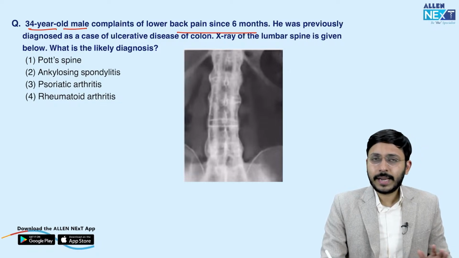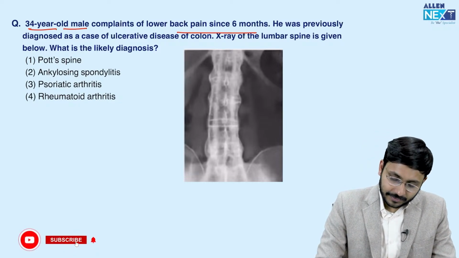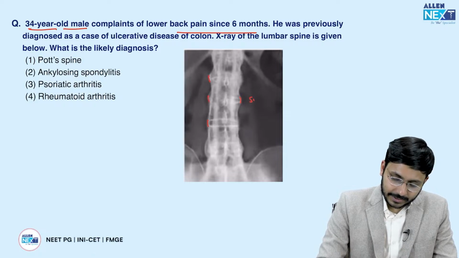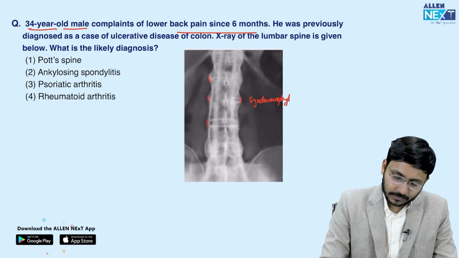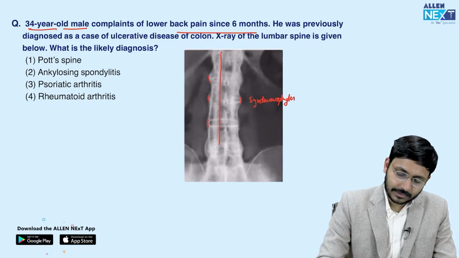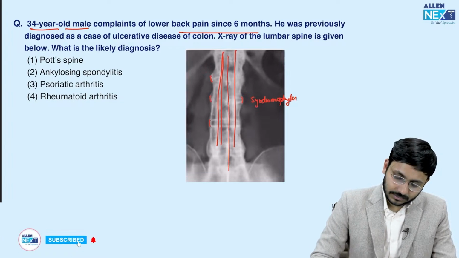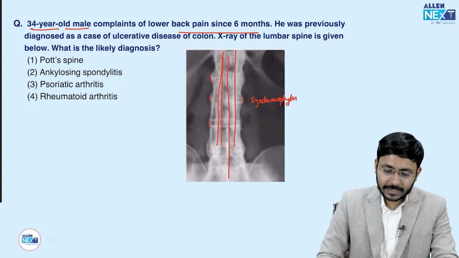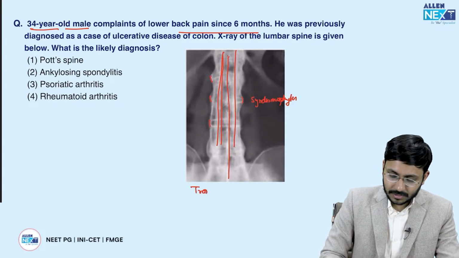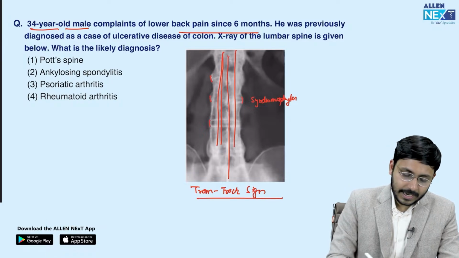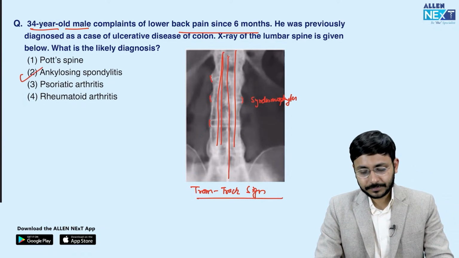So on an X-ray, what do we see? We see first there is fusion of the spine. These are nothing but syndesmophytes. And we see these calcifications along the spinous ligaments. This is known as a tram track sign. This is known as a tram track sign, and it is seen in ankylosing spondylitis.